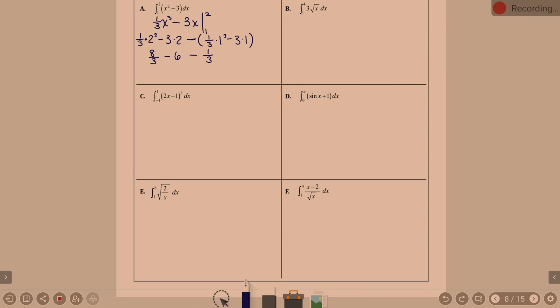Now, officially it's minus 3 times 1, but it's really minus negative 3 times 1, so that's really a plus 3. Do we see it?